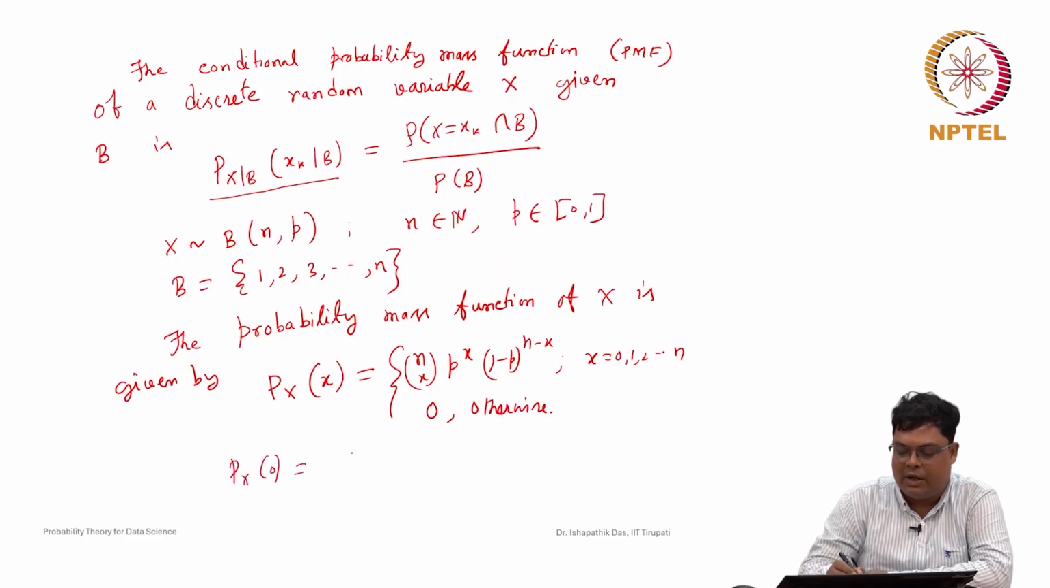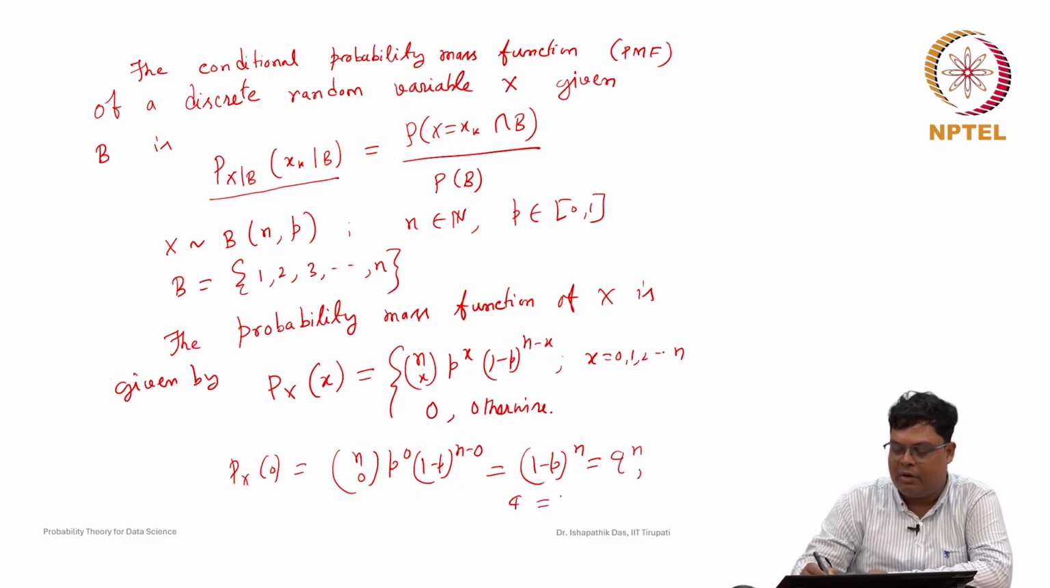So, this is nothing but nC0 p to the power 0 times (1 minus p) to the power n minus 0. nC0 is nothing but 1 and p to the power 0 is 1. So, it is nothing but (1 minus p) whole to the power n. Let us denote this as q to the power n for simplicity, where q is equal to 1 minus p.